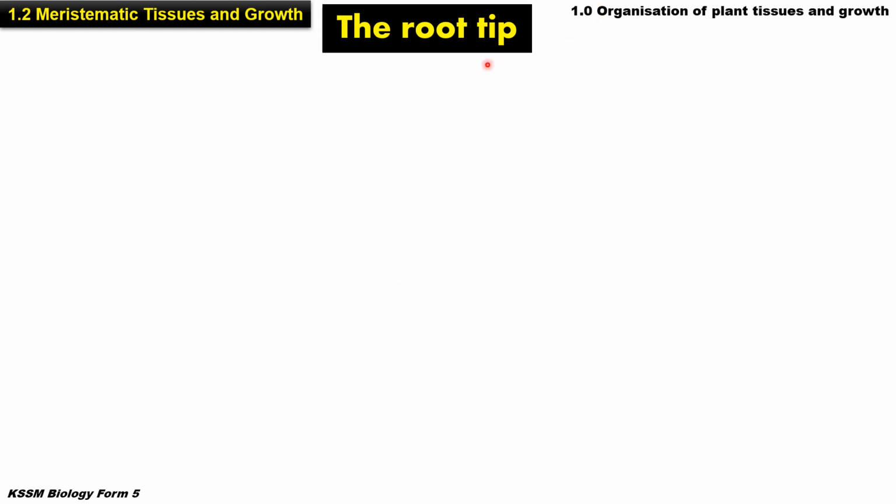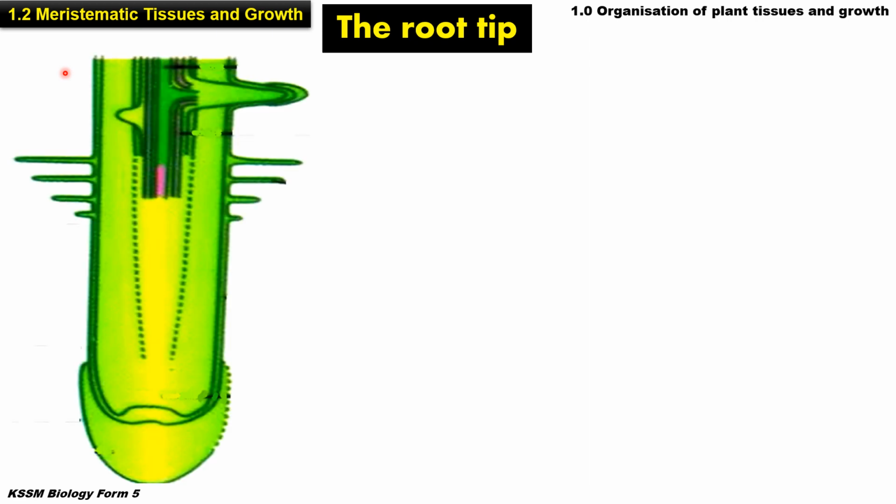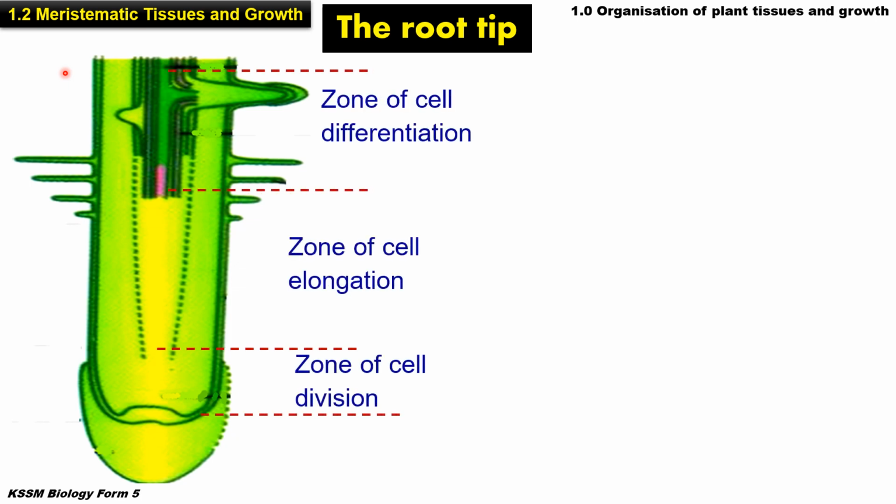Okay, so we go to the root tip. Okay, kita pergi kepada root tip. Kita go one by one lah. Alright, for the root tip ada berapa tadi? There are 3 zones. What are the 3 zones? Zone of cell division, zone of elongation, zone of differentiation.